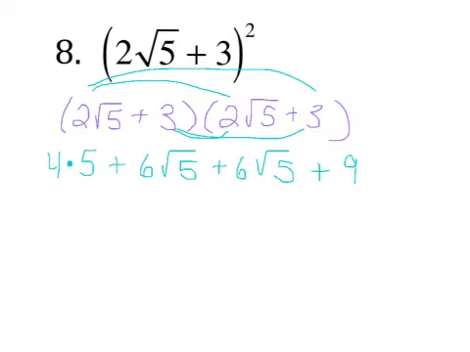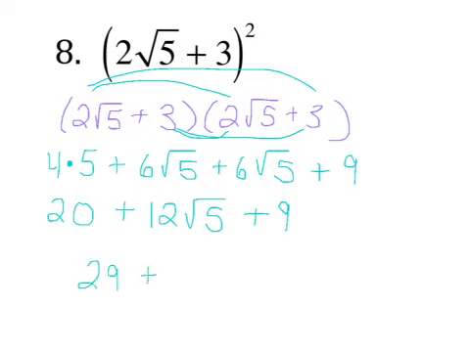Now we need to combine some like terms. So first, let's multiply 4 and 5 together and get 20. 6 root 5 plus 6 root 5 is 12 root 5. And we still have the plus 9. And then the last step is we can add 20 and 9 together. So we get 29 plus 12 square root 5.